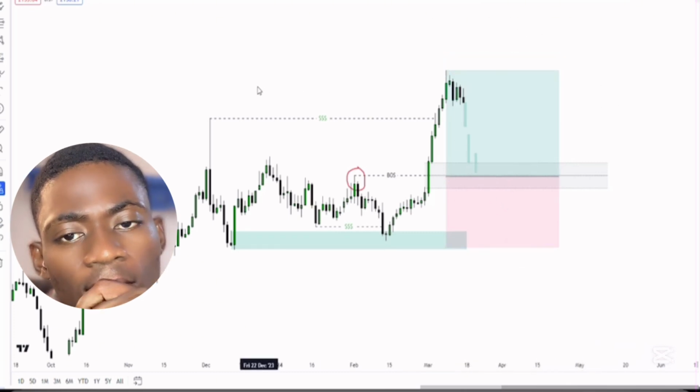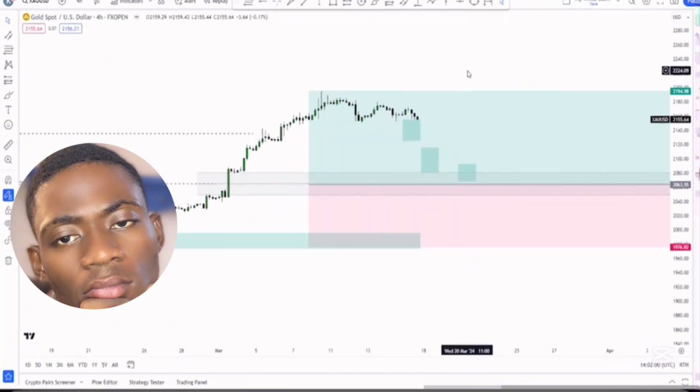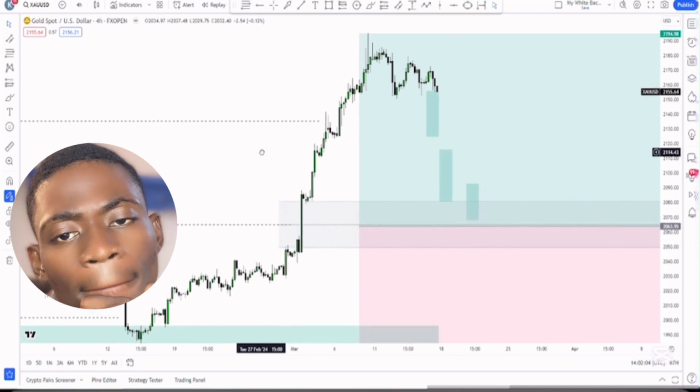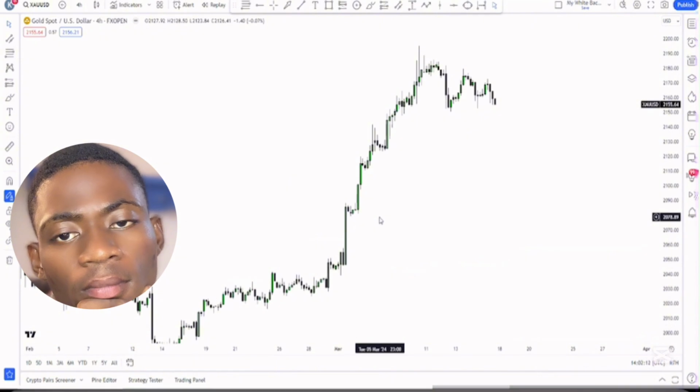But if you are like me, let's go to the lower time frame, the 4-hour time frame now. Now that we know where price is going to, the 4-hour time frame will be very, very important for us. So in the 4-hour time frame now, just look at it. Price has just been pushing.